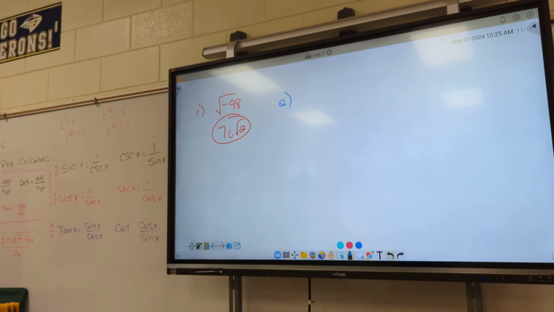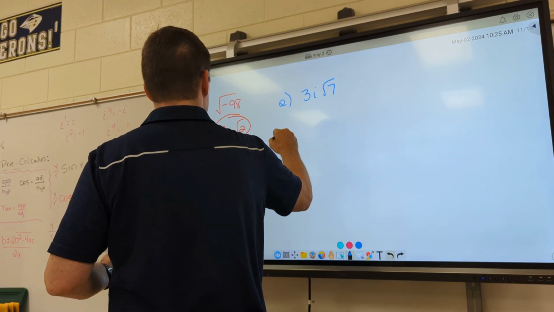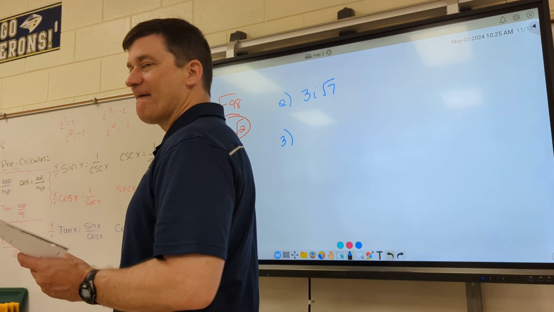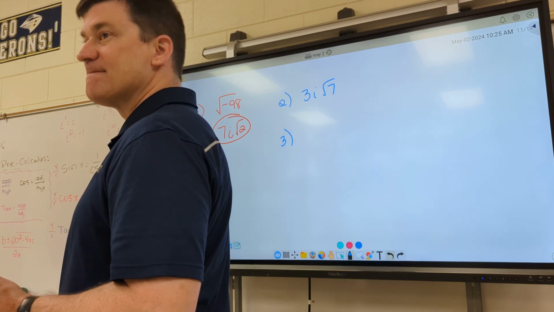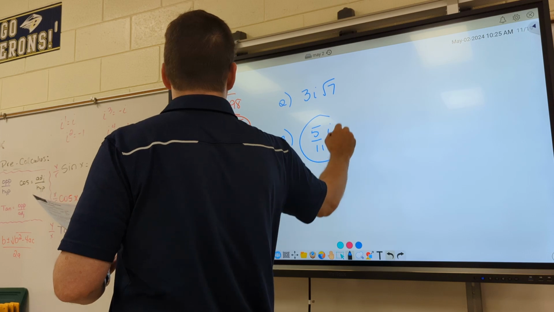All right, so don't do what you did on the last one, guys. Number 2: 3i root 7. Yep. Everybody agrees, 3i root 7. See what y'all get on number 3, doing it the same way. Don't forget your i. They're perfect squares. So it's going to be 5i over 11, but put the i on top.